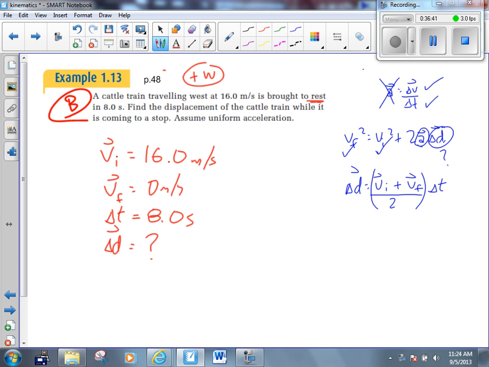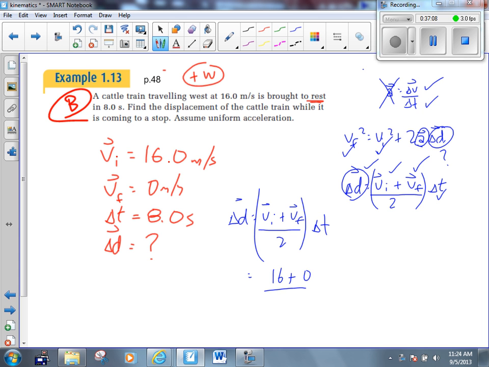Let's say D is equal to VI plus VF over 2 times T. Do we have D? We're looking for it, right? Do we have VI? Yeah. Sorry, VF? Yeah. Do we have T? Does that one work? Sure it does. And so I went through 3 of them before I found the one that works, but that's okay. D is equal to VI plus VF over 2 times T. VI is 16 plus 0 over 2 times 8. And the answer is 64 meters. We're going to round that to 2 digits because my least precise piece of data was 2 digits.